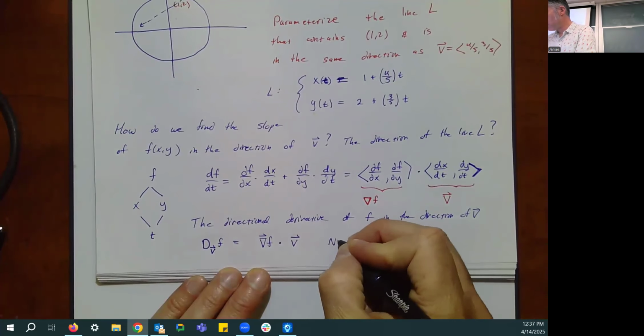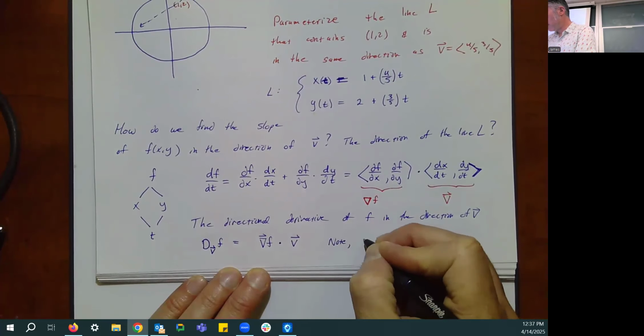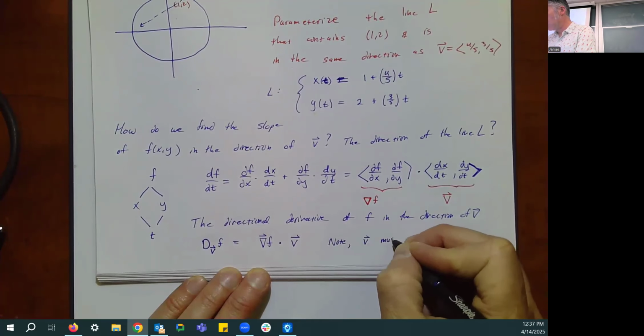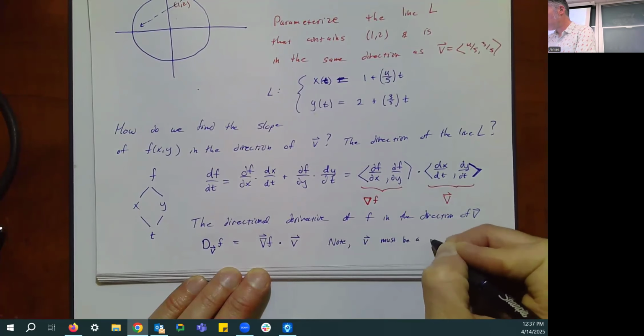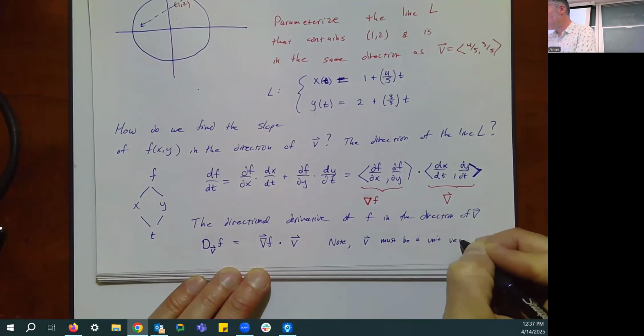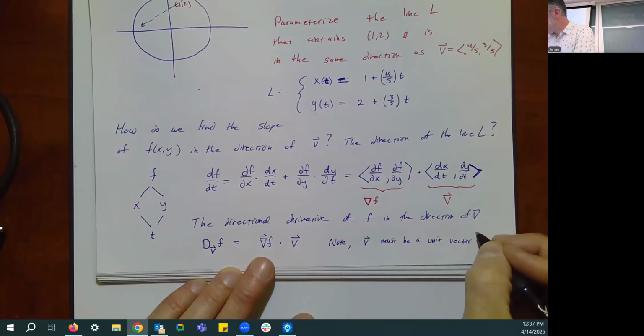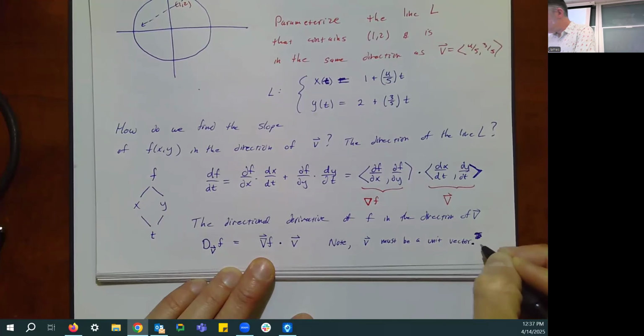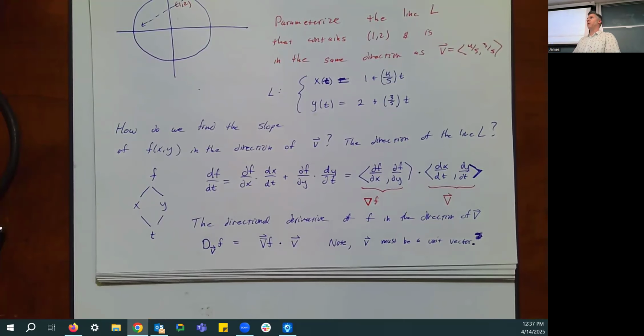Note, v must be a unit vector. What is a unit vector? What's special about a unit vector? How long is it? Right. So once you divide the vector by its own magnitude, the new vector will be a unit vector whose length is exactly 1. This vector I gave you already has a length of 1.